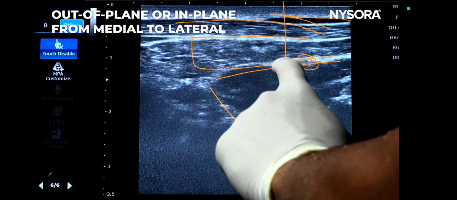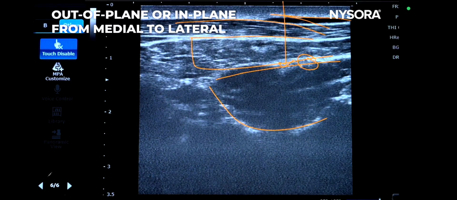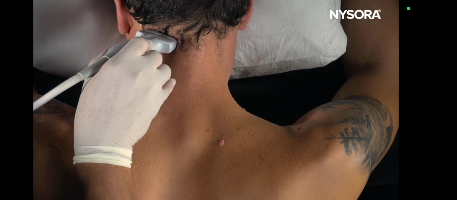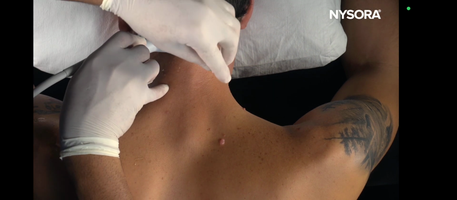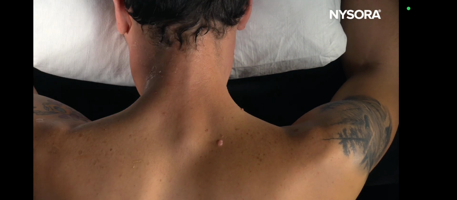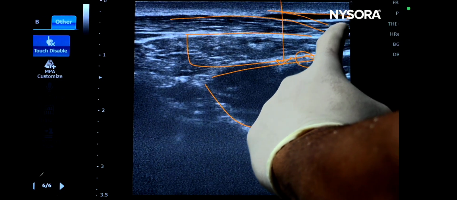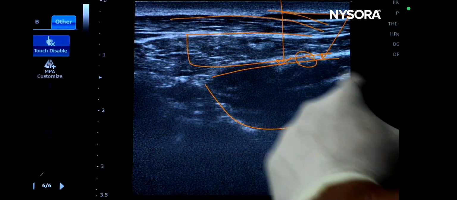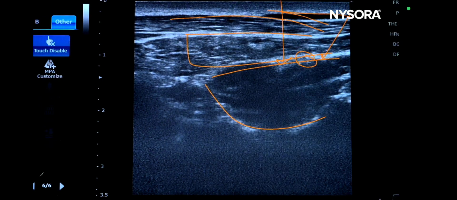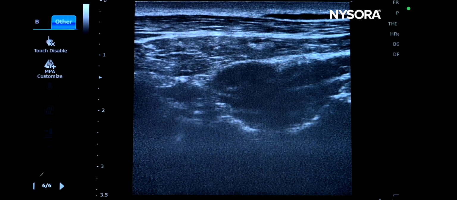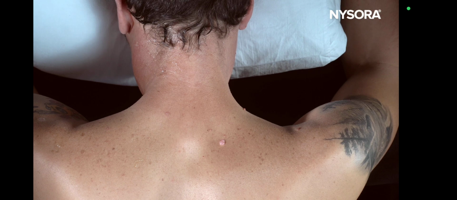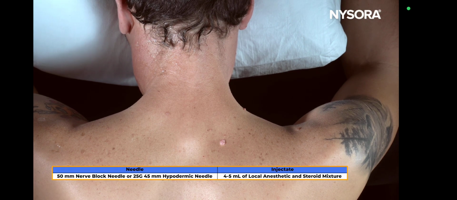To perform the injection, you could perform this with an out-of-plane technique, bringing the needle straight down into the plane between the obliquus capitis inferior and semispinalis capitis. The other way to perform this injection, you can bring the needle from medial to lateral, in the similar plane, in-plane technique, and inject a local anesthetic and steroid mixture. 3 to 4 cc's of total volume of local anesthetic and the mixture of steroid, including dexamethasone or depomedrone, should suffice for this block.